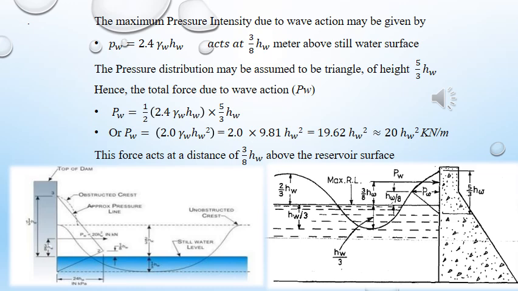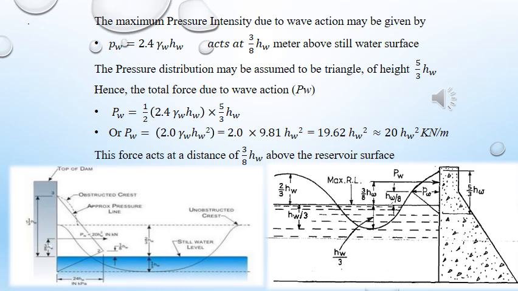So Pw comes out as 1 by 2 into the area of this pressure diagram due to the waves: 1 by 2 into 2.4 gamma w into hw, multiplied by 5 by 3 hw. Then it comes out as 20 hw square kilonewton per meter length of the dam, and this force acts at a distance of 3 by 8 hw above the reservoir surface.